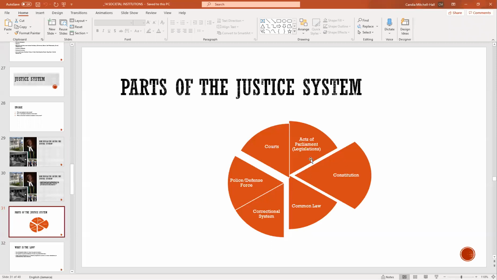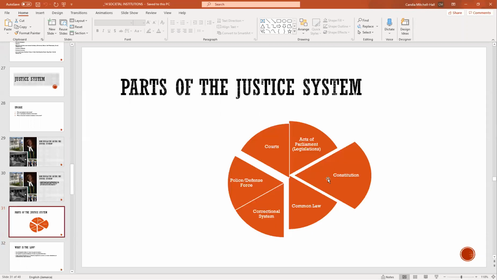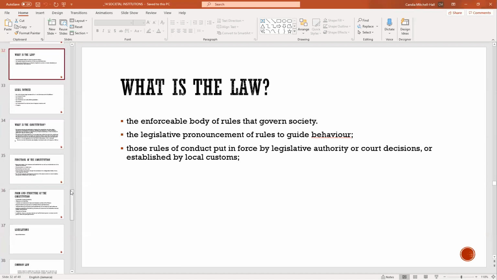Now, if you look at this, ladies, you can see I mentioned something about the common law, the constitutions and acts of parliament. These are all laws or rules to ensure that we behave in a particular way. So when we talk about law, we're talking about an enforceable body of rules that govern society, rules that guide how we should behave, or rules that ensure that our conduct is in a particular way. That's what we are looking for when we are talking about the definition of law.